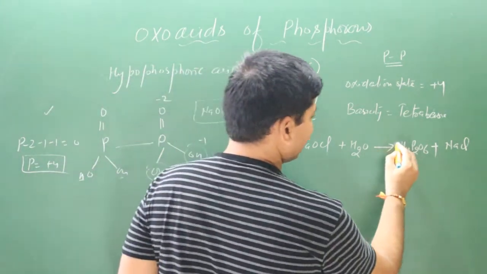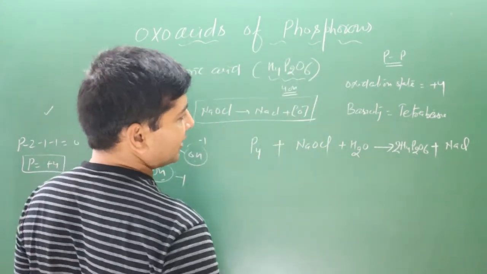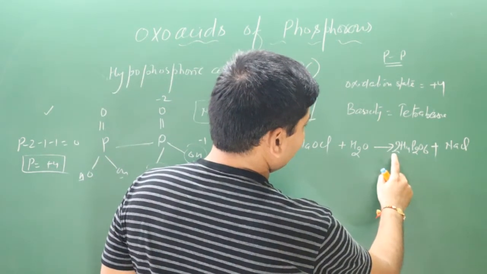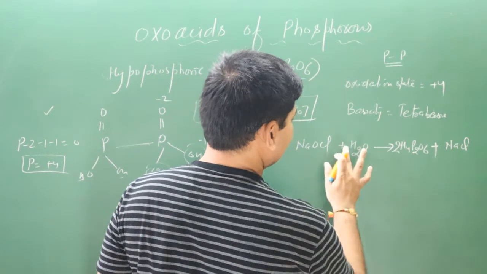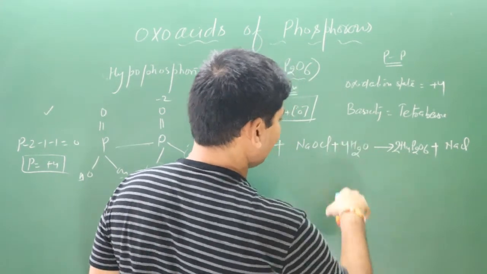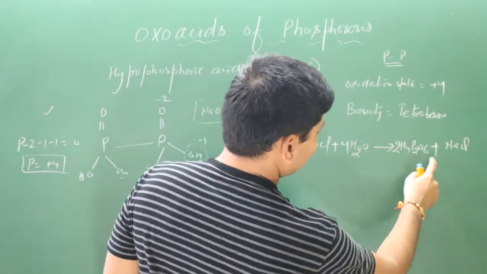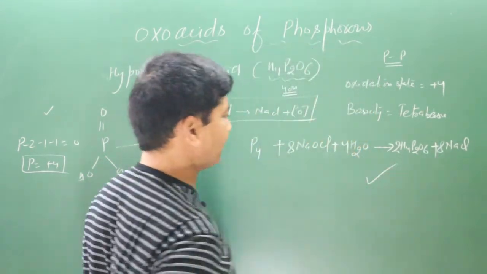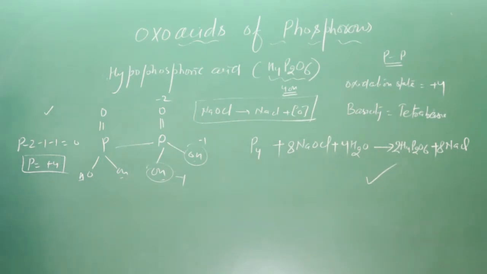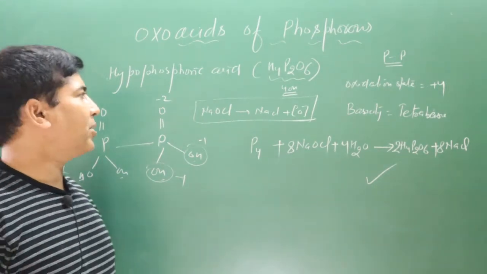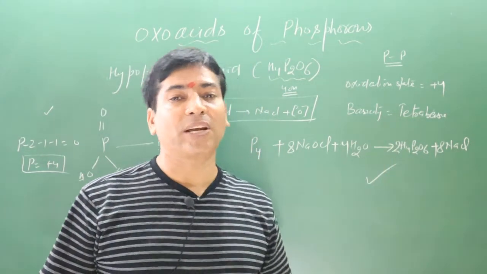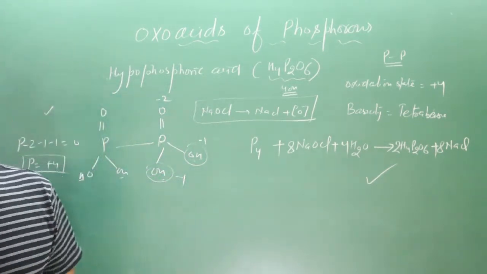Okay, now we can balance this equation. 4 phosphorus multiplied by 2. How many oxygen are there? We can have 8. So I do one thing, hydrogen 4, oxygen 6 to the 12, multiplied by 8. Equation is balanced. By using this method we can prepare hypophosphoric acid, H4P2O6. It is tetrabasic by nature.